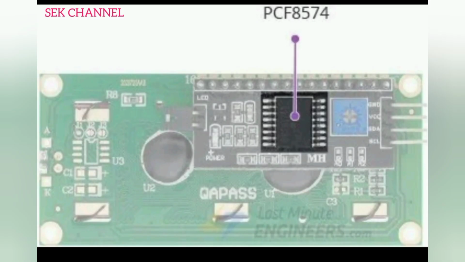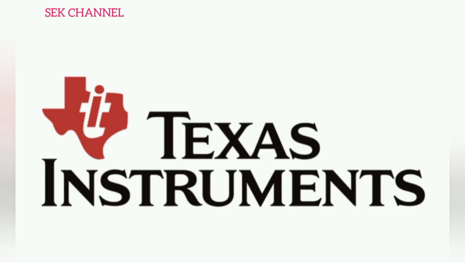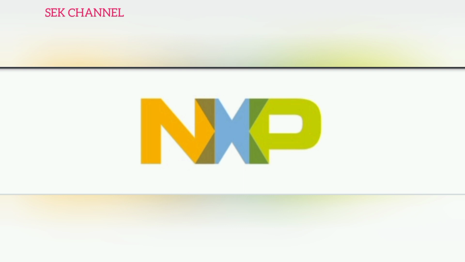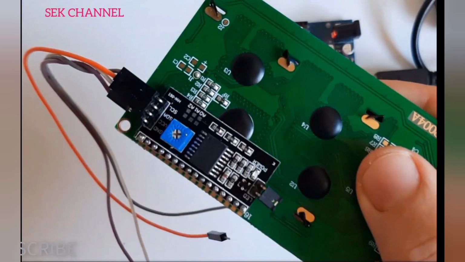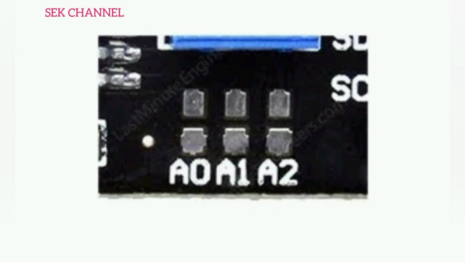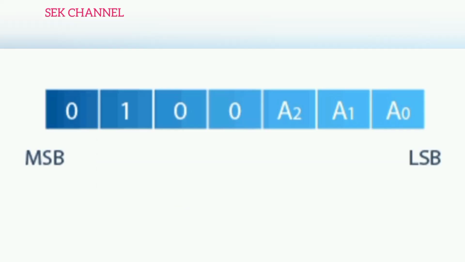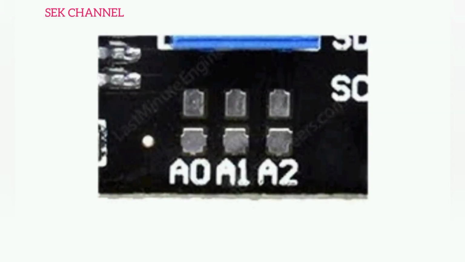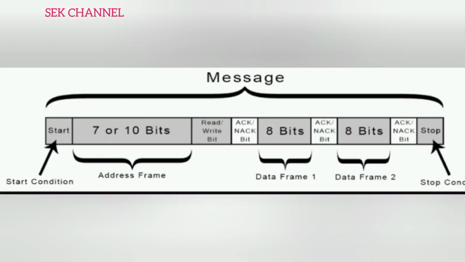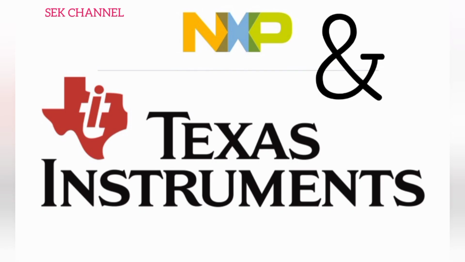Many companies manufacture the same PCF8574 chip. Texas Instruments and NXP are the most popular manufacturers. The I2C address of your LCD depends on the chip manufacturer. There are 3 address selection bits A0, A1 and A2 that are placed at the end of the 7-bit I2C address register in both the NXP and Texas Instruments versions.